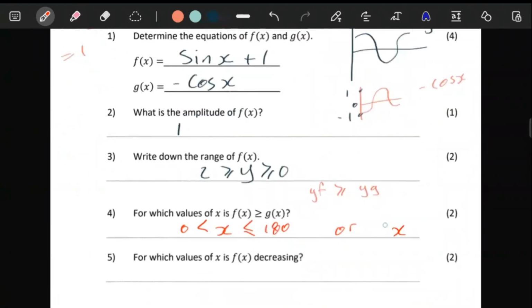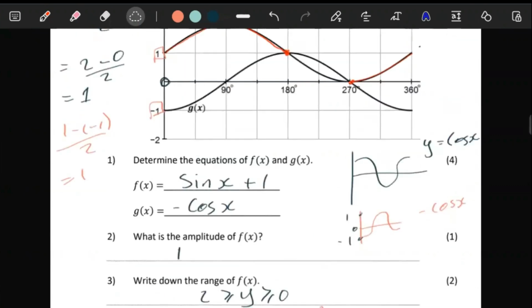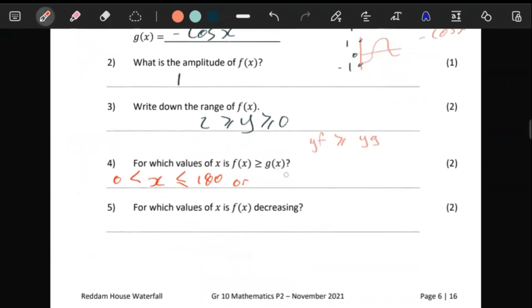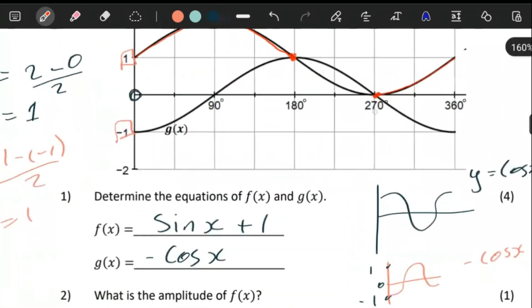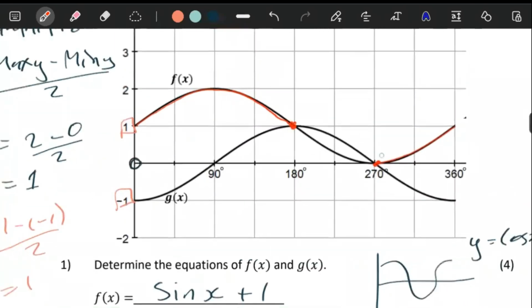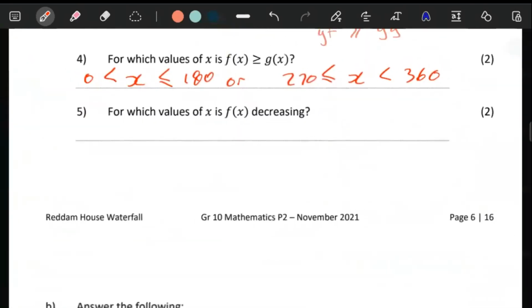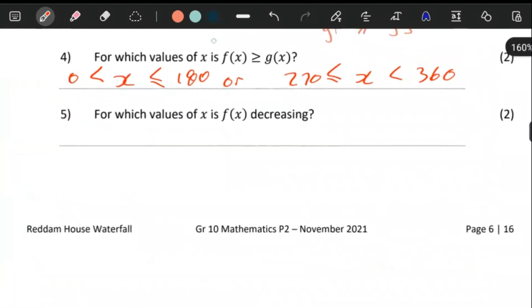So you're going to say x has to be bigger or equal to 270. The reason I'm saying bigger or equal to is because specifically at 270, they at least meet, unlike the other portion of our question. X has to be bigger or equal to 270, but then those same x values have to be smaller than 360. You see, because between 270 and 360, that's where the graph of f has y values that are above the graph of g. And then it says here, for which values of x is f increasing?